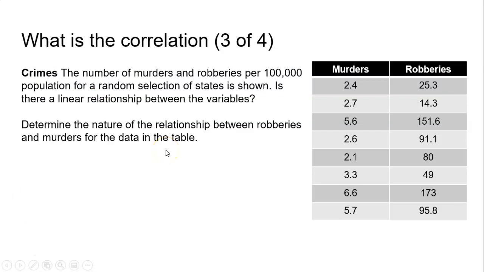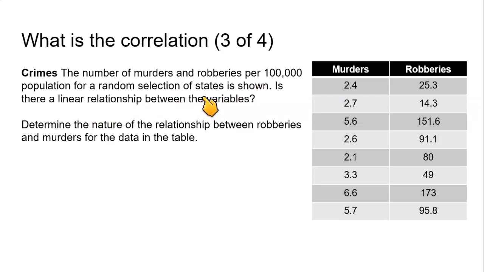All right, so for our second example, we want to determine the nature of the relationship between robberies and murders for the data in the table. So here we have our independent quantity is murders, our dependent quantity is robberies, and it says the number of murders and robberies per 100,000 population for a random selection of states is shown. Is there a linear relationship between the variables?